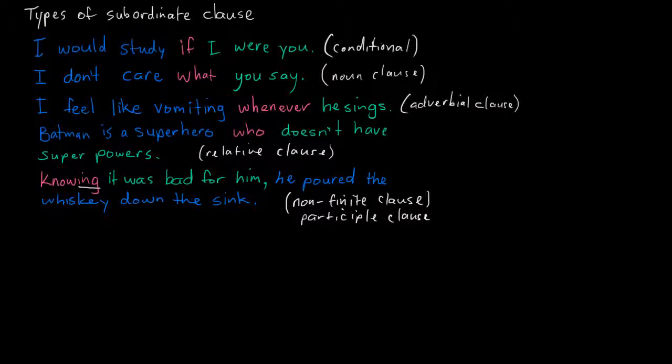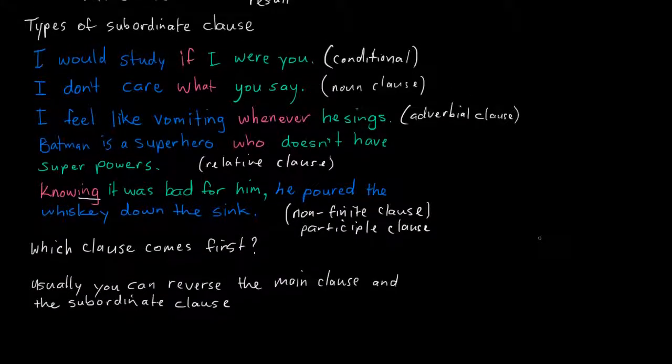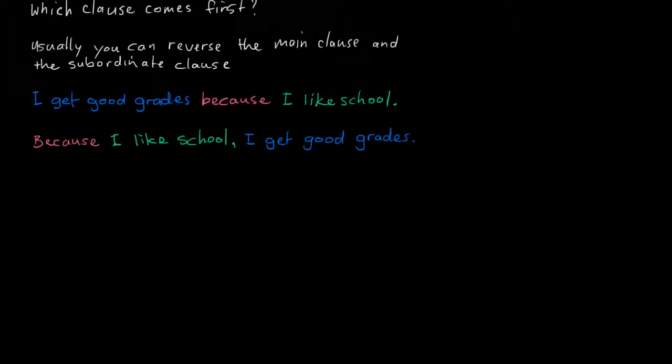Let's now look at our next point. So which comes first? I began to discuss that just a moment ago. Now let's look at a little more information. Usually you can reverse the main clause and the subordinate clause. So let's have a look at what I mean specifically by that. I get good grades because I like school. Main clause, conjunction, subordinate clause. Because I like school, I get good grades. Leading with the conjunction, then the subordinate clause, then the main clause.